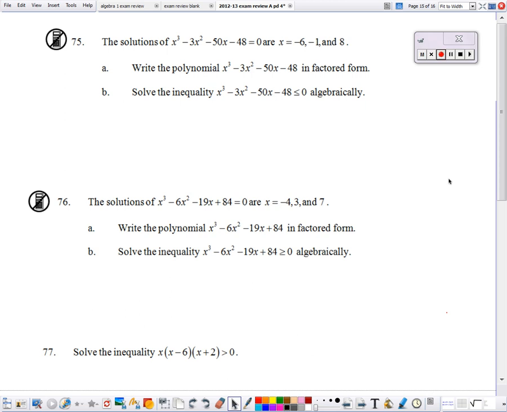And we don't have to graph and we don't have to factor because they give us our zeros. So to write the polynomial in factored form, we have x plus 6, x plus 1, and x minus 8. Now to solve the inequality, I'm going to use those zeros.